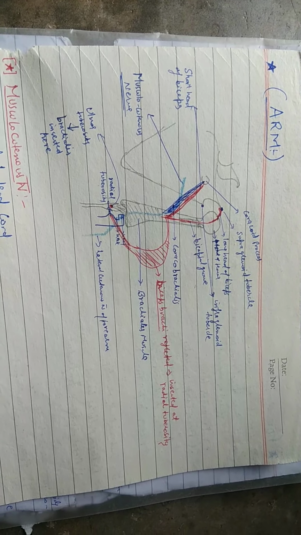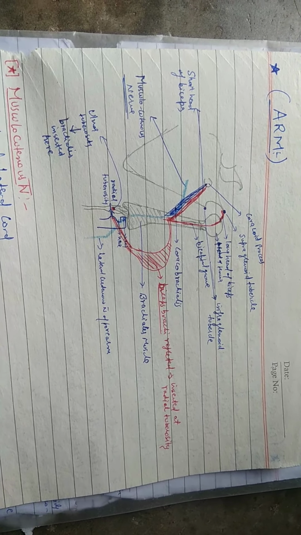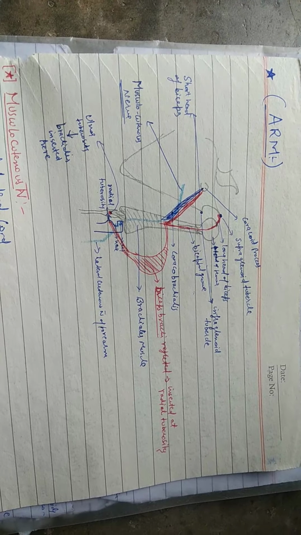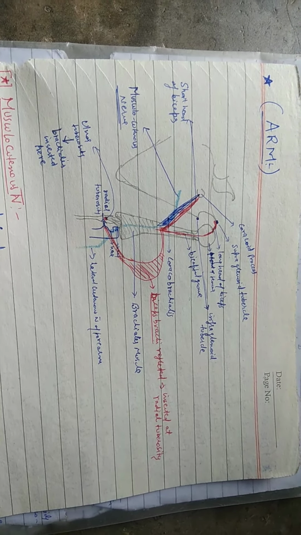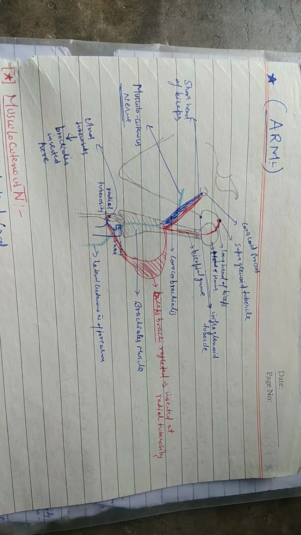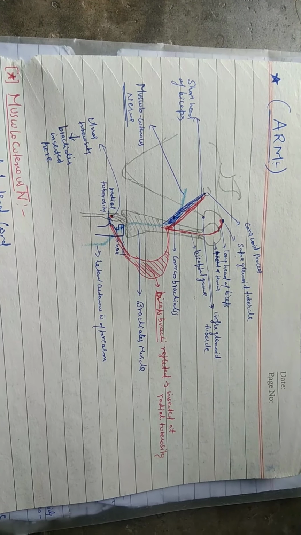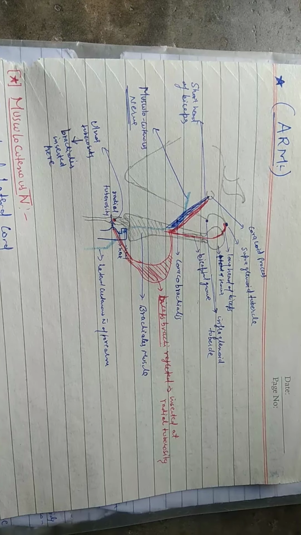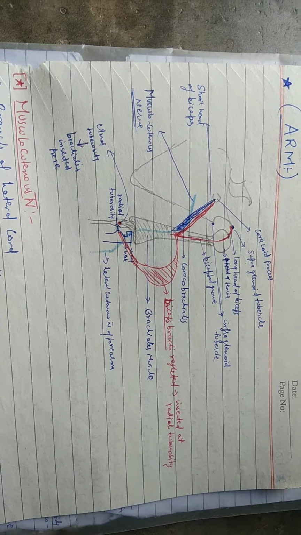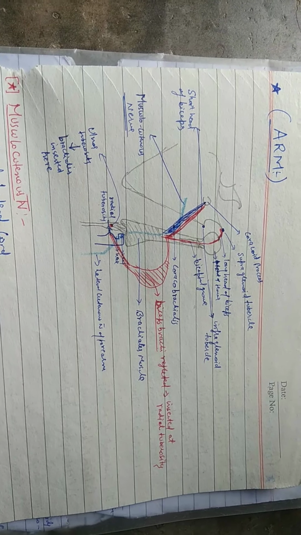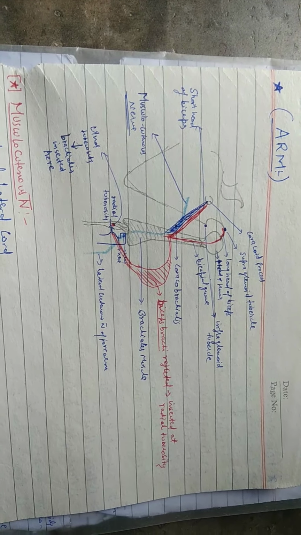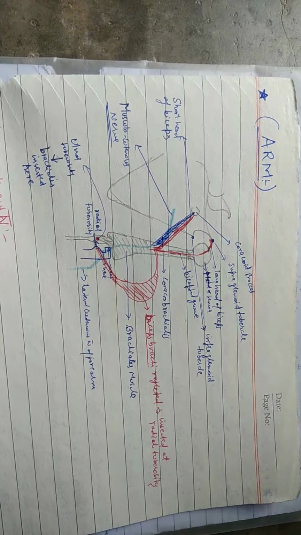Good evening, guys. So, today we'll start the new topic in anatomy, that is arm. We will discuss here all the structures that are included in the arm: the muscles, nerves, their insertion, their origin, and we'll also discuss the musculocutaneous nerve, Erb's paralysis, and everything which is asked in exams. So, we'll start with arm.